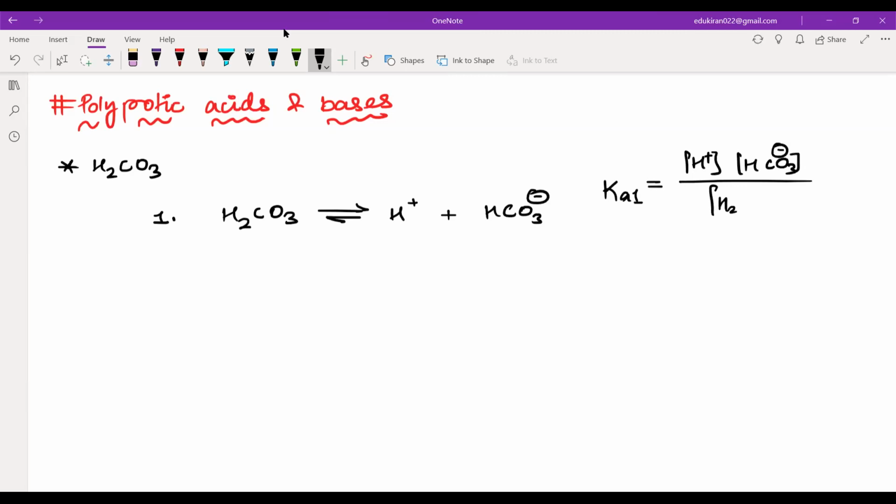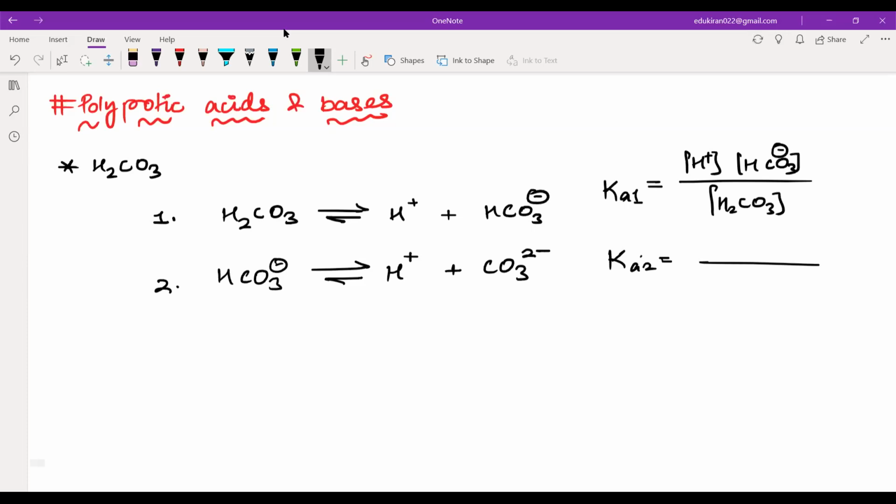divided by the concentration of H2CO3. The second ionization will be HCO3 negative can also get dissociated into H plus and CO3 2 negative. And in this case, we will have the Ka2, which will be equal to the concentration of H plus into the concentration of CO3 2 negative, divided by the concentration of HCO3 negative, right?